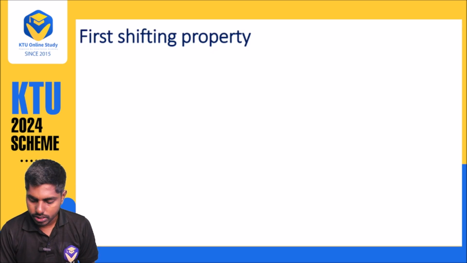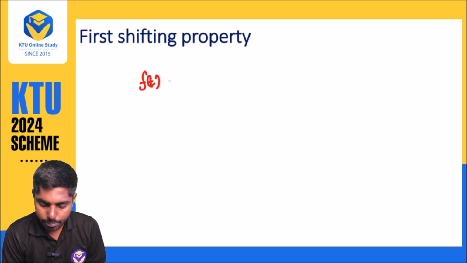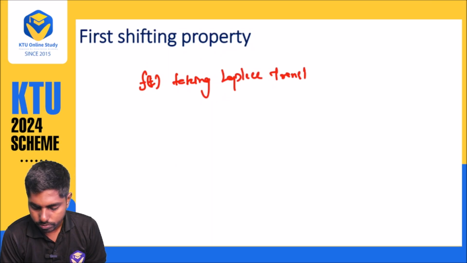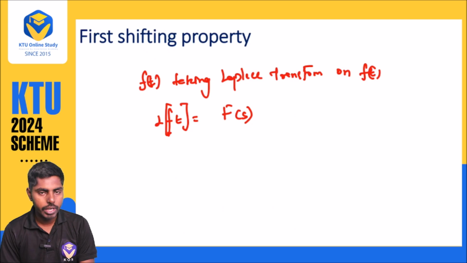In Laplace transformation, they will be giving f of t. Taking the Laplace transform on f of t, that means L of f of t, it will become f of x. This is what we have been getting until now.